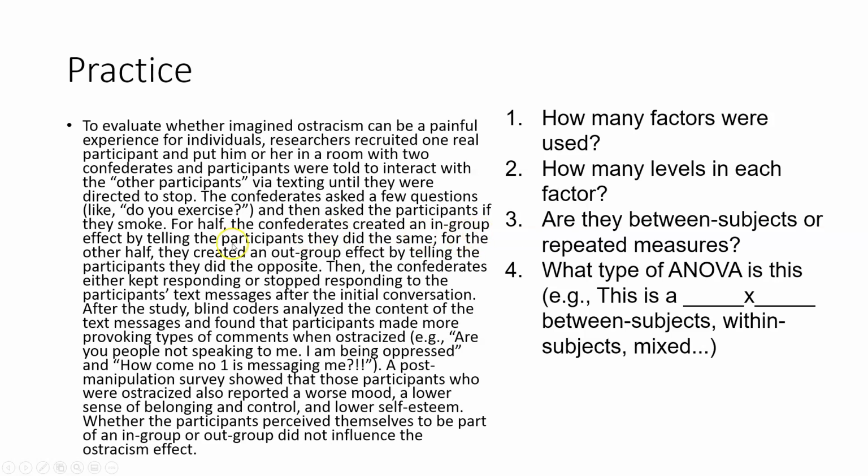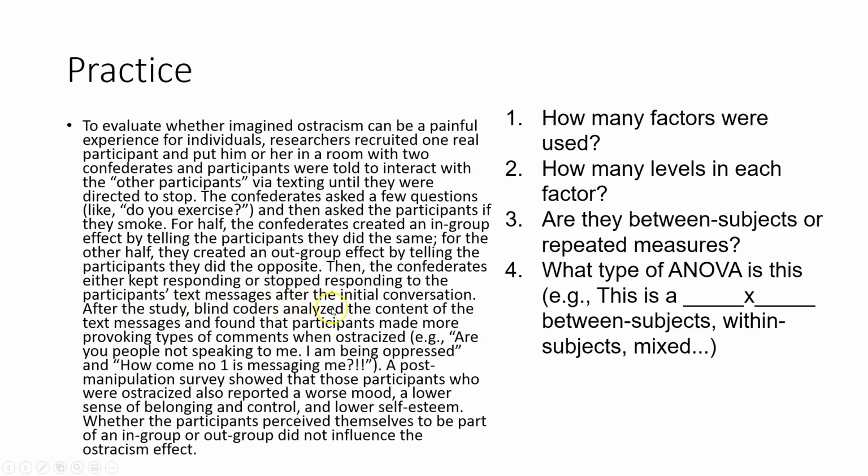too." But for the other half, they created an out-group effect by telling the participants that they did the opposite. So if you said, "Yeah, I smoke," they'd be like, "Oh, I don't. That's gross." Then the Confederates either kept responding or stopped responding to the participants' text messages after the initial conversation. So they asked those few questions, and then sometimes they kept texting, and sometimes they stopped responding.